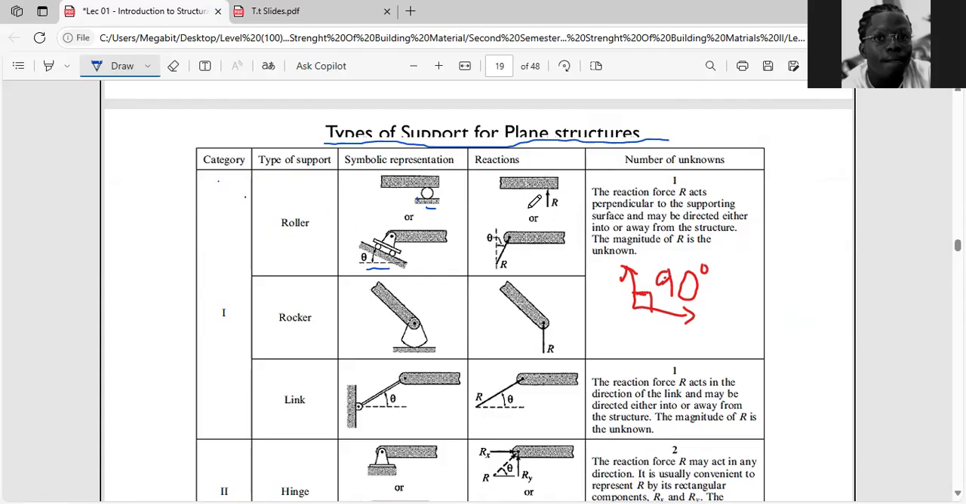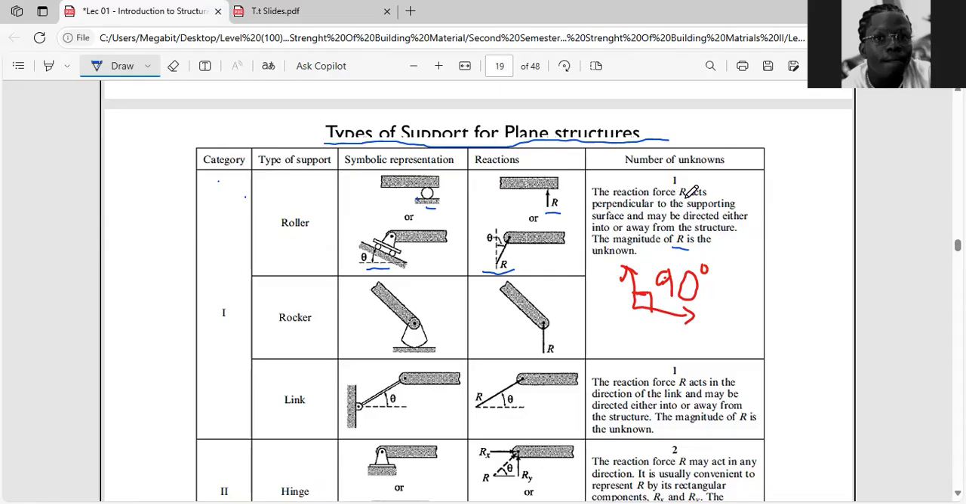And the reaction for the roller, this is how it looks like. You can see that it has only what? It has only one reaction, which is moving to the north side. Or it could also be represented as this. The reaction force R acts perpendicular to the supporting surface and may be directed either into or away from the structure. The magnitude of R is the unknown.